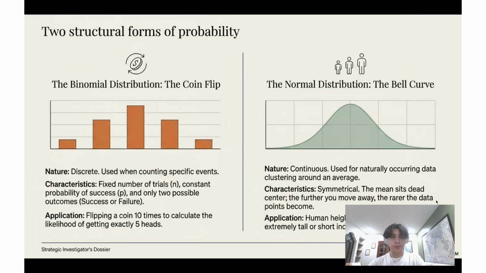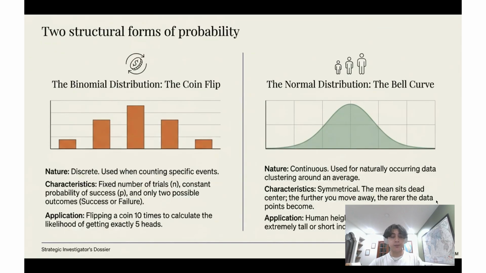We can pass here to the two structural forms of probability: the binomial distribution, for example the coin flip, and the normal distribution, for example the bell curve. The bell curve is the graphic here, in the right part of the presentation.